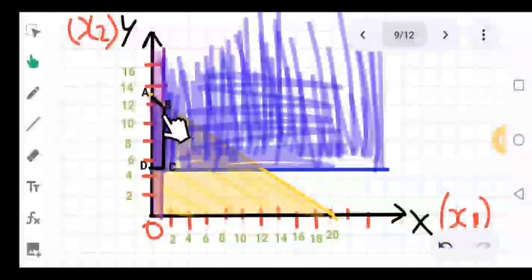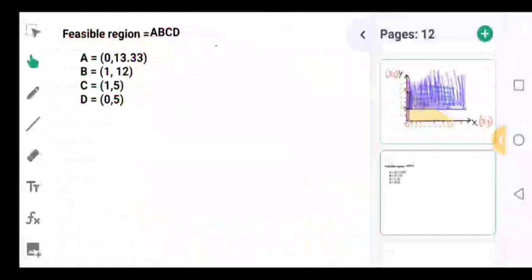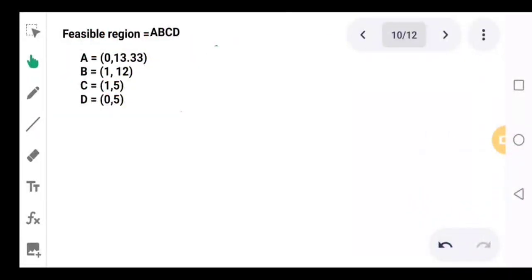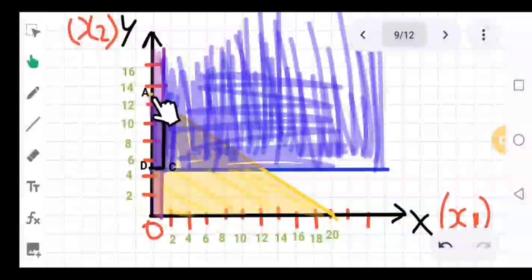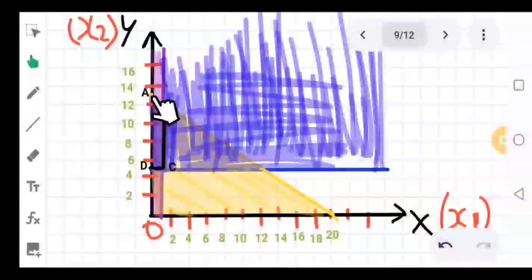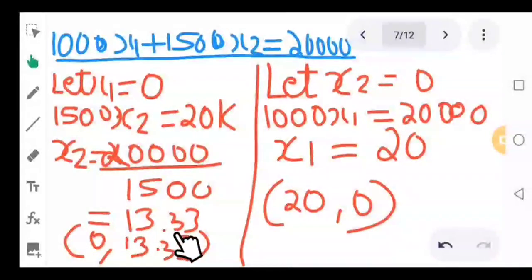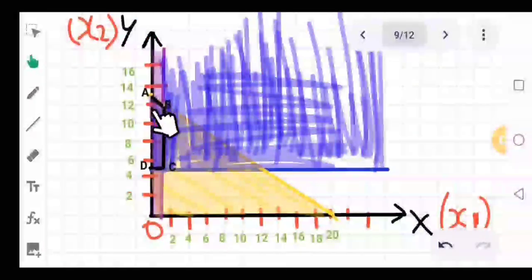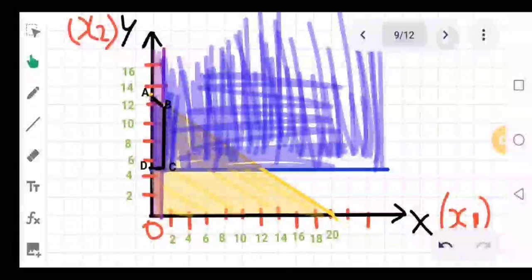So let us write down what is A, B, C, D. I have written down here our feasible region is A, B, C, D. What is point A? Point A is 0, 13.33. This is what we had plotted. That's how I know it is 0, 13.33, because we really plotted this, right? So roughly we had marked this point as 13.33. So A is nothing but 0, 13.33.